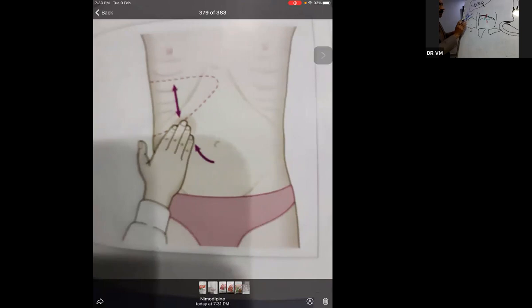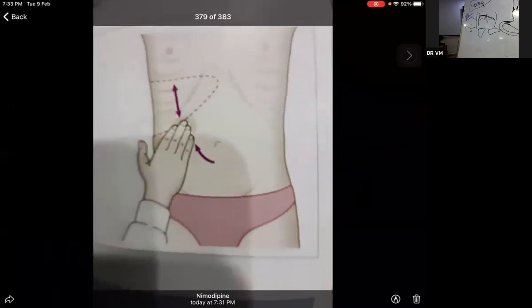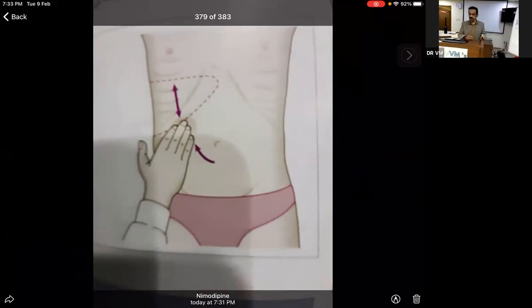So you will palpate. So palpation of liver, as we were talking yesterday, can you show the picture? This one. So this is how we have to palpate the liver. Actually, you should keep the fingers parallel to the costal margin.